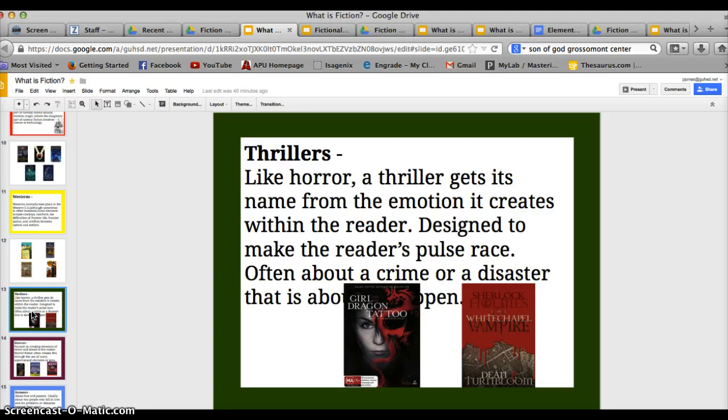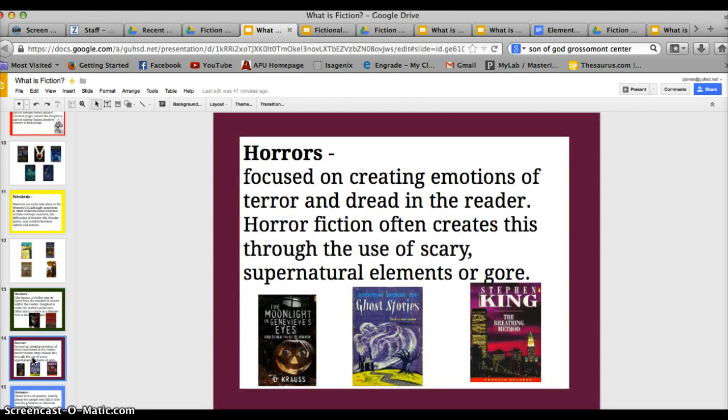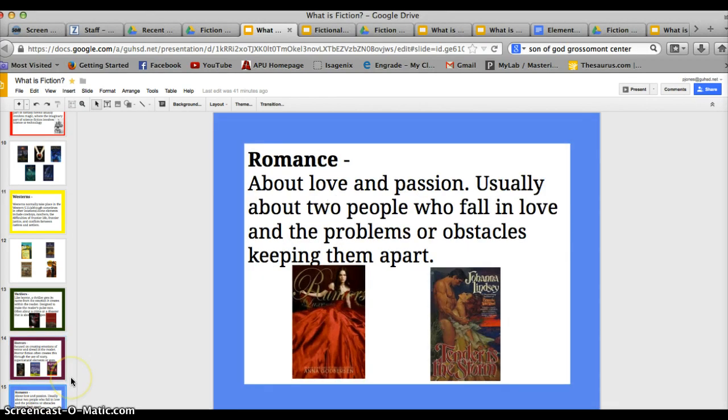It is stemmed more from the emotion that is created within the reader rather than it being necessarily scary. Scary is more under the horror genre, and its ability to just be scary in the sense of the supernatural elements and the gore that's involved. Stephen King is a very popular horror story writer. And lastly, romance, and of course it always involves two people who fall in love and all the obstacles that keep them apart.